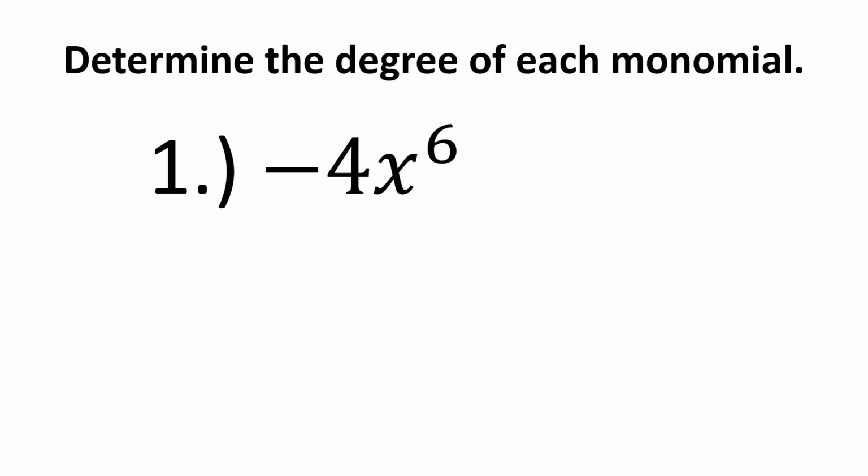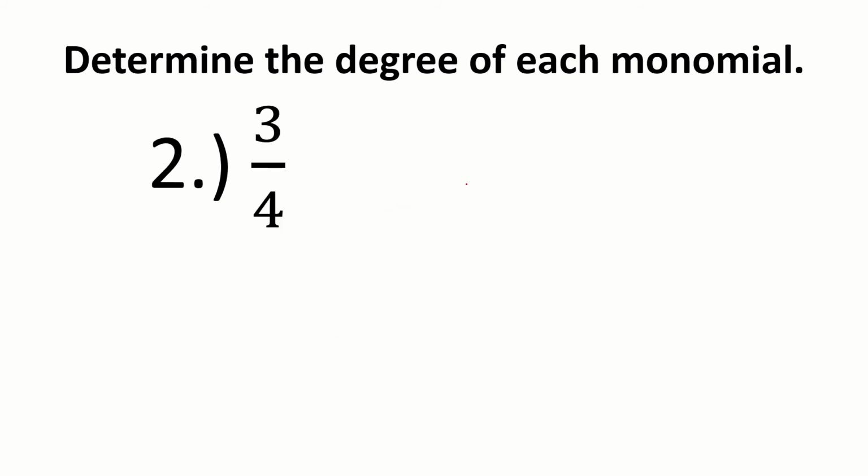So let's determine the degree of each monomial. So again, we're just dealing with one term or a monomial. So the degree here is 6, because the exponent of the x is just a 6. How about number 2, 3/4? So the degree is 0, because you don't see any variable. It's just a constant term. So automatically the degree is 0 for every constant term.